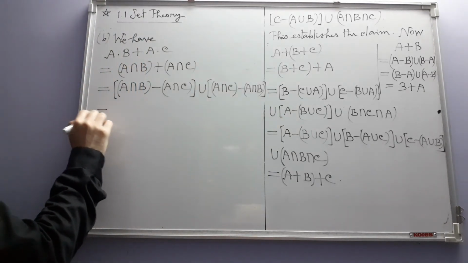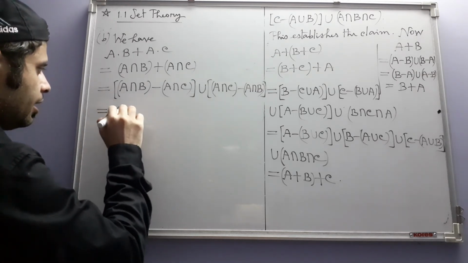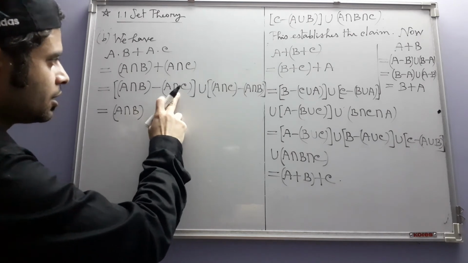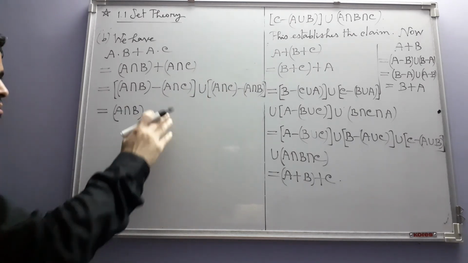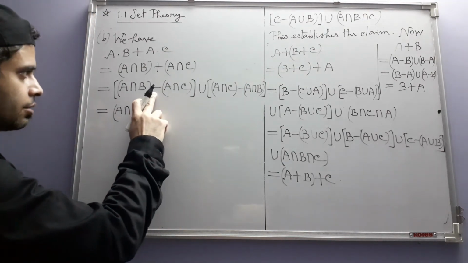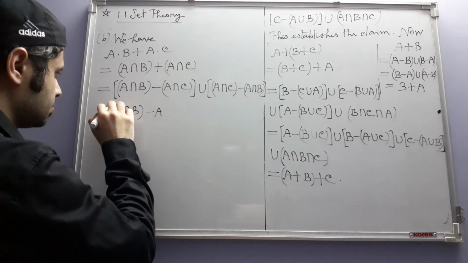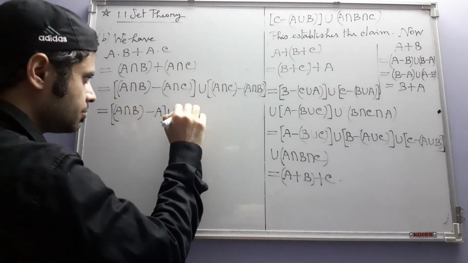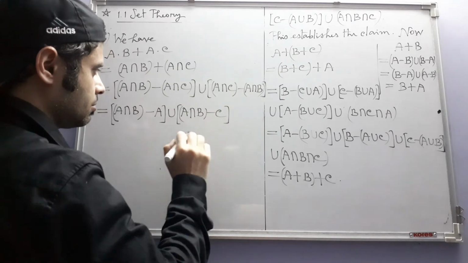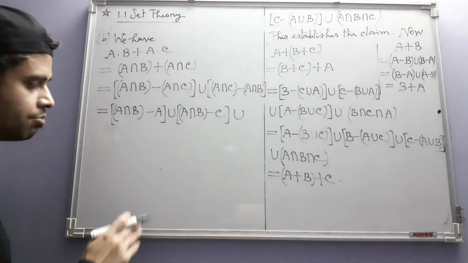Okay, now it seems we do need those identities anyway. So this becomes A intersection B. So keep in mind that these are De Morgan-like. If you have union or intersection in a set which is being subtracted from some other set, you just think of De Morgan's law. That's it. Here we have intersection, it will become union. A intersection B minus A union A intersection B minus C union. Since we again have union, there is no need to write another set of brackets.